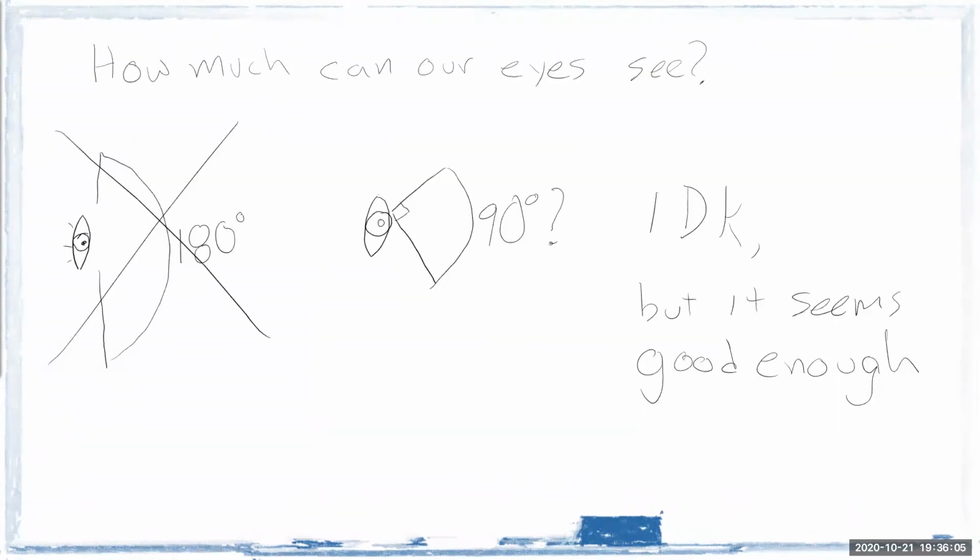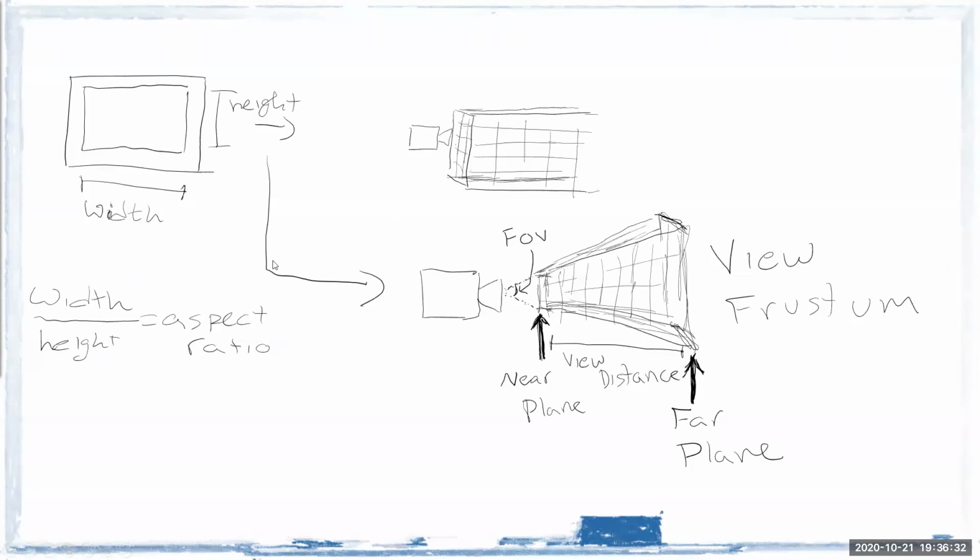So before we get into projection, we want to think about how much our eyes can see, right? We can't just see 180 degrees. I don't know if it's exactly 90 degrees that we can see, but that's often the default for a lot of graphics programs, and I think it's good enough. It makes a nice image, so that's usually what I use. What we have to worry about is how does that affect what we can see?